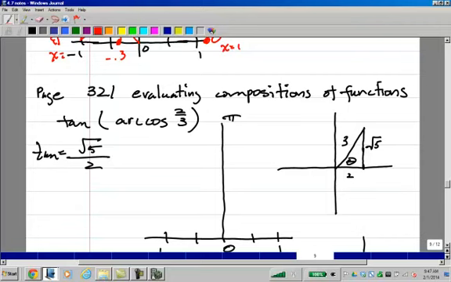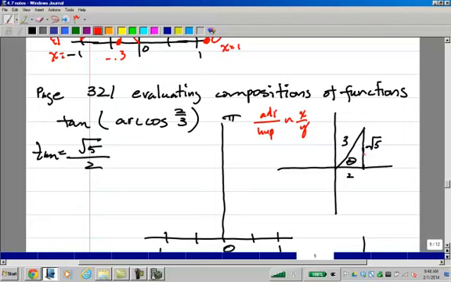Okay, evaluating compositions of functions. The tan of the arc cosine of 2/3. All right, so let's construct the cosine. Remember, it's adjacent over hypotenuse. So it's 2 over 3. Here's 2, here's theta, it's adjacent over hypotenuse.